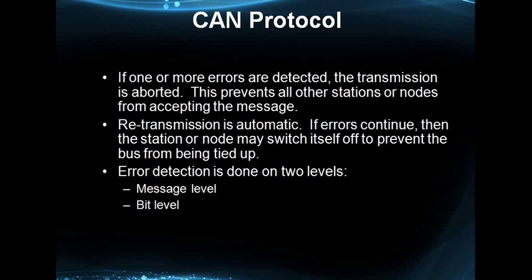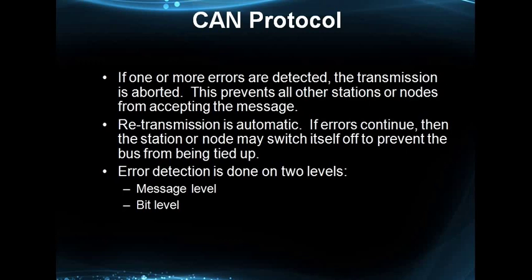Okay, and then the third one is the error frame. There are about 5 different types of errors detected in the CAN bus. If one or more errors are detected, the transmission is aborted. This prevents all other stations or nodes from accepting the message. If any node in the network detects any kind of error, it could be a bit error, an acknowledgement error, a CRC error, or whatever error it detects, it will immediately send an error frame. On receiving the error frame, all other nodes will also send an error frame.